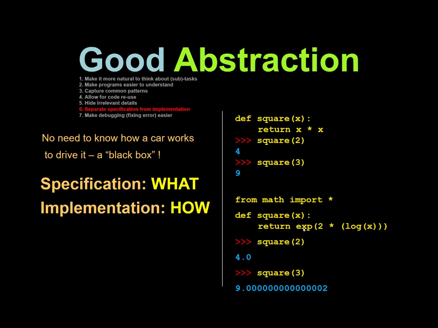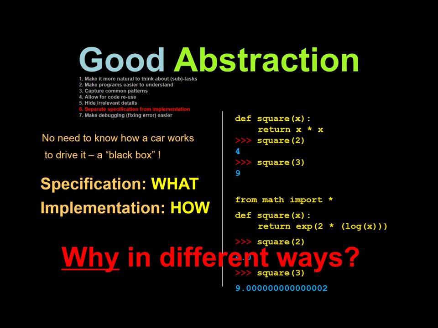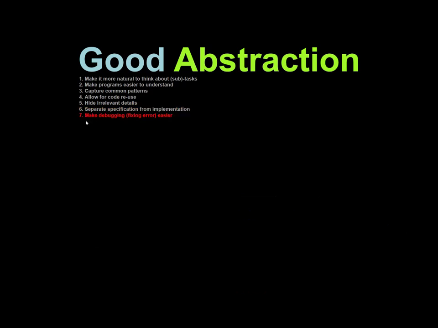Now, in programming, at times we need to have all these different ways of implementing the same abstraction. As to why this is so, you will learn that we need to be able to do this so that we can experiment with different approaches for purposes like efficiency. 7. A good abstraction can make debugging easier.